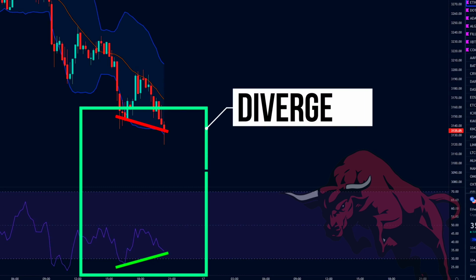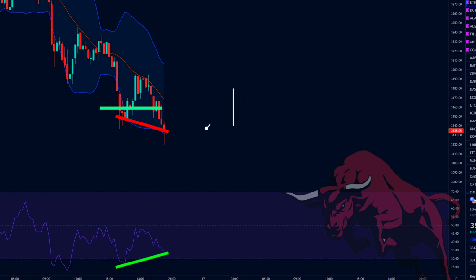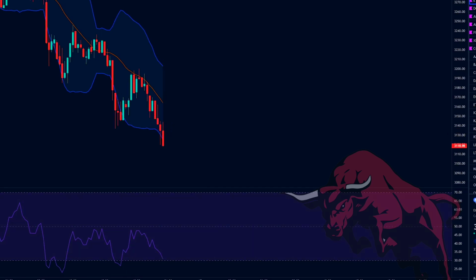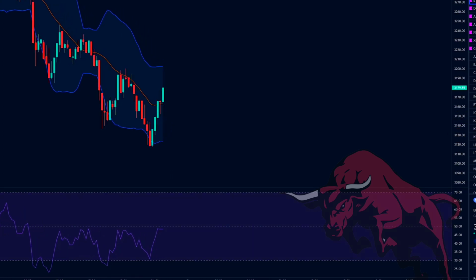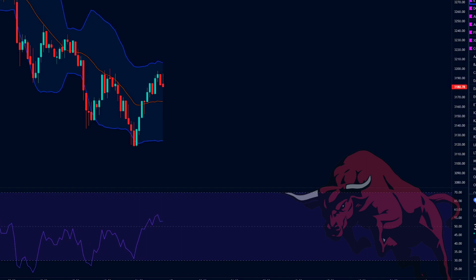This right here is called divergence, and it's an absolute great sign to enter a trade, especially if RSI was previously below 25 and the price went below the lower Bollinger Band. If this happens, there's an extremely great chance the price will reverse and make a new higher high.